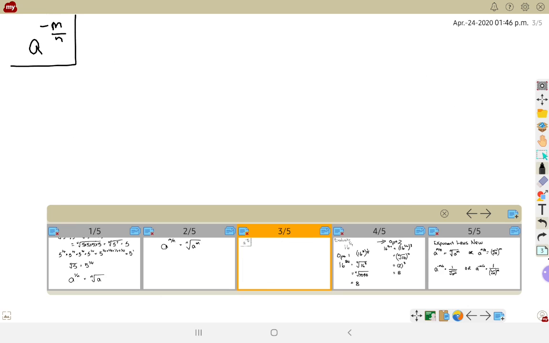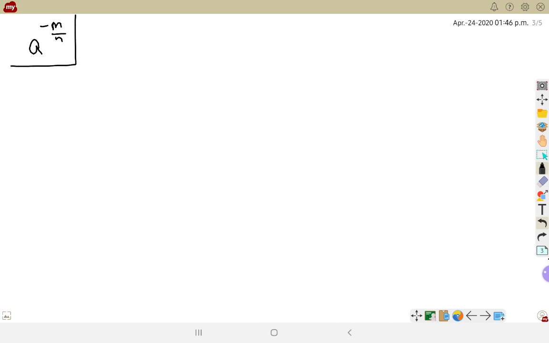Okay, all right, let's look at what happens now with our negative, right? Because our fractions can be both positive and negative. Okay, so I'm just going to show you. Let's say I had something like 27 with an exponent of 2/3 times 27 with an exponent of negative 2/3.